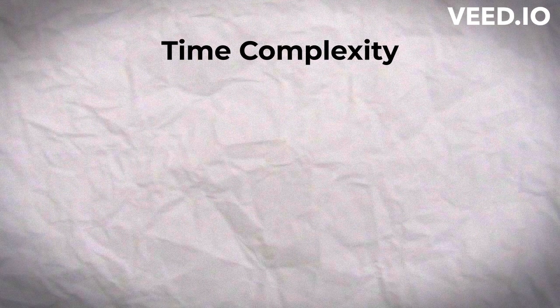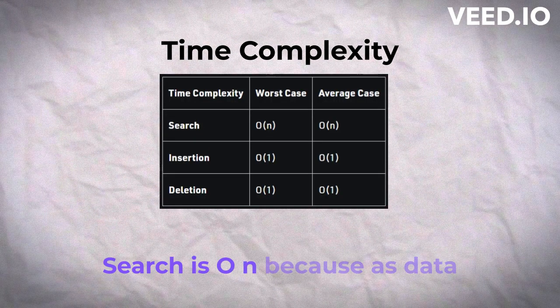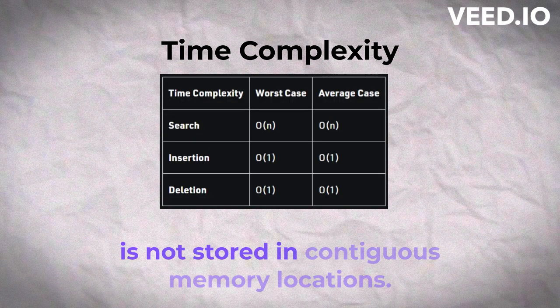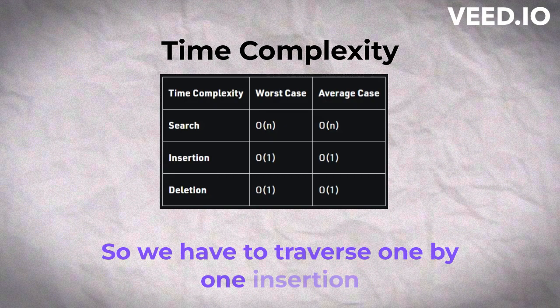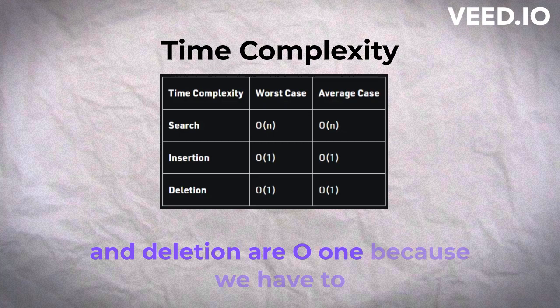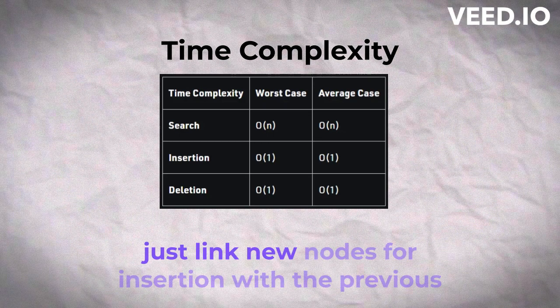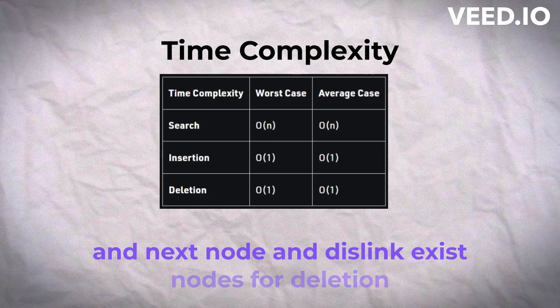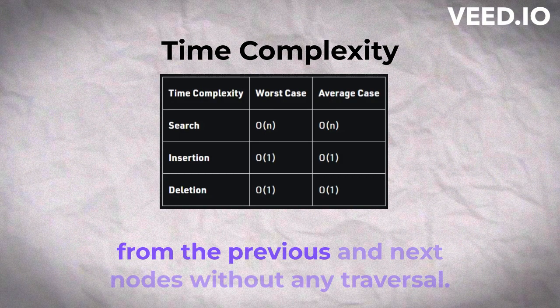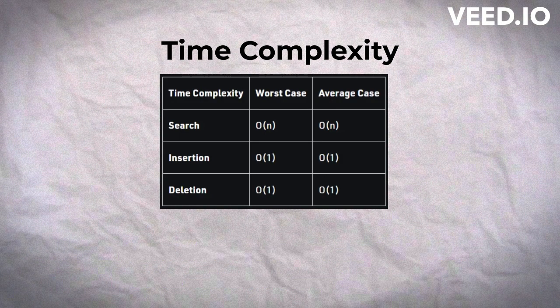Time complexity. Search is O(n), because as data is not stored in contiguous memory locations, we have to traverse one by one. Insertion and deletion are O(1), because we just have to link new nodes with the previous and next node for insertion, and unlink existing nodes from the previous and next nodes for deletion, without any traversal.